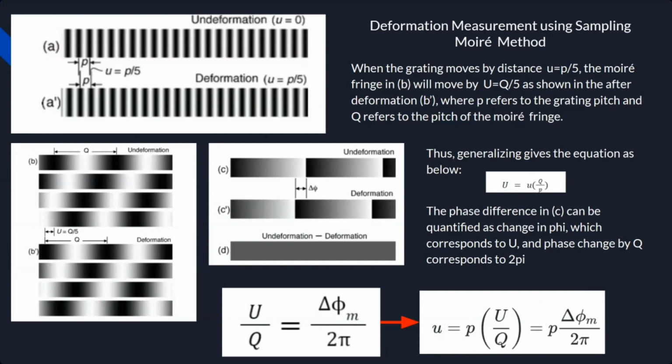Furthermore, the phase difference in C can be quantified as change in phi, which corresponds to u, and phase change by q also corresponds to 2 pi, which in the end will give us this equation as below.